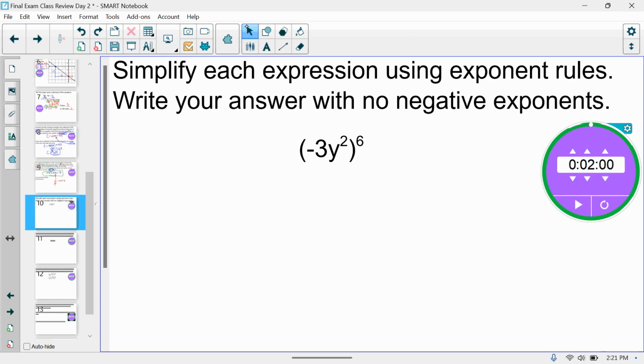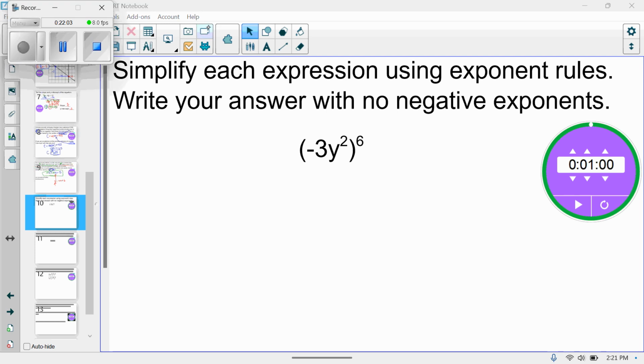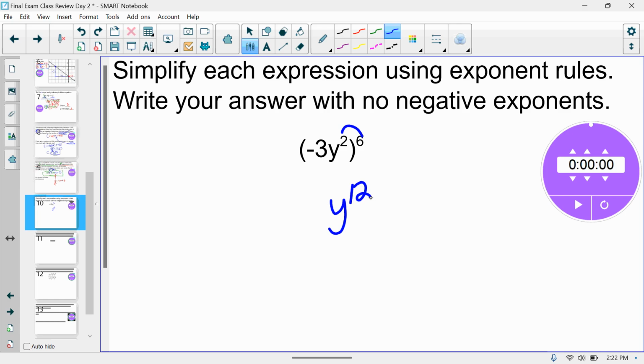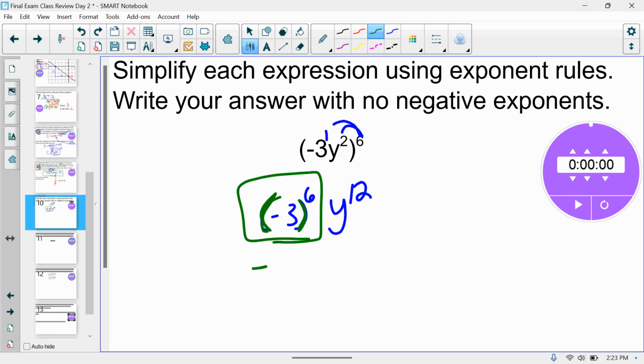So this was just a couple weeks ago that we did this. See if you remember how to simplify this expression using your exponent rules. All right, when we raise a power to a power, we multiply them. 2 times 6 is 12. We have to remember there's a power here too, though. So like -3 to the 1 times 6. Guys, when you punch this in your calculator, -3 to the power of 6, remember you have to actually put the parentheses. So it should be positive 729 times y to the 12th power.